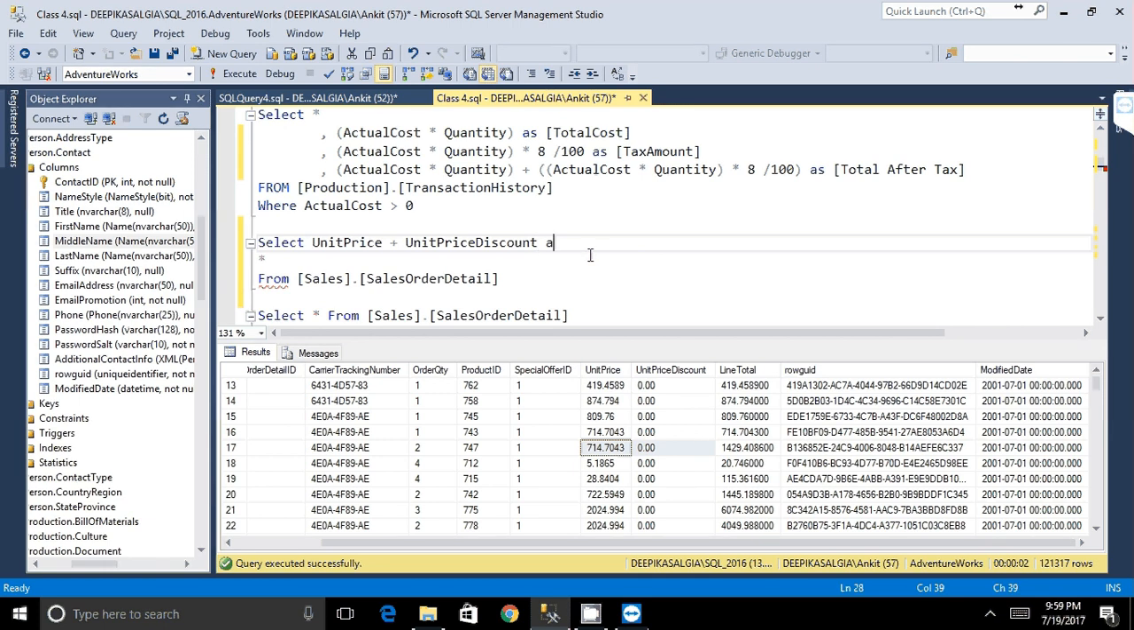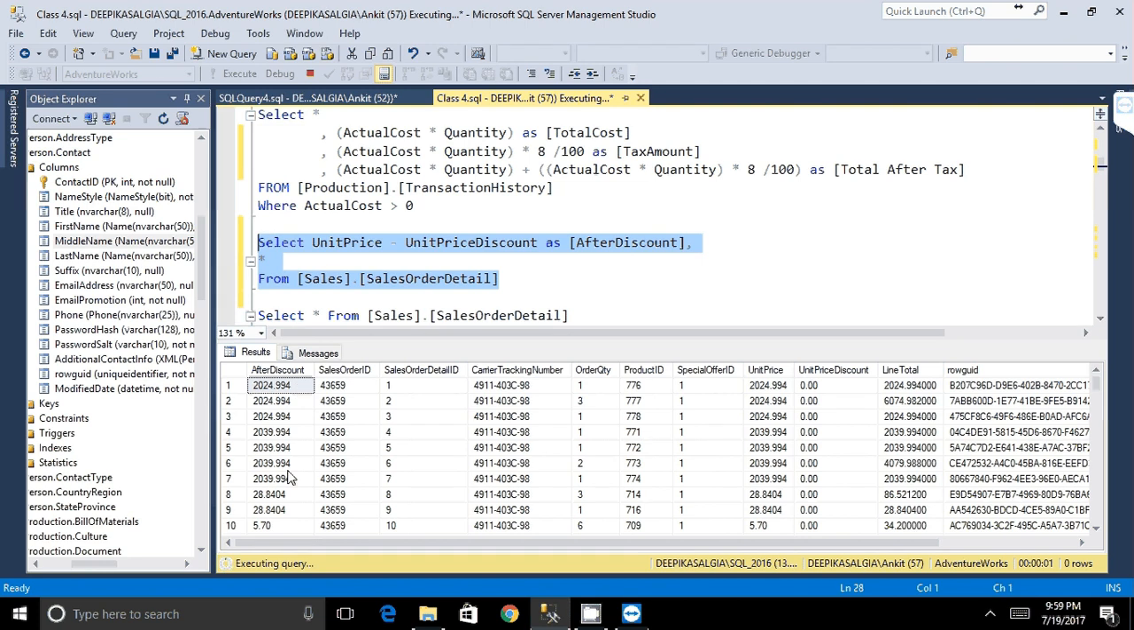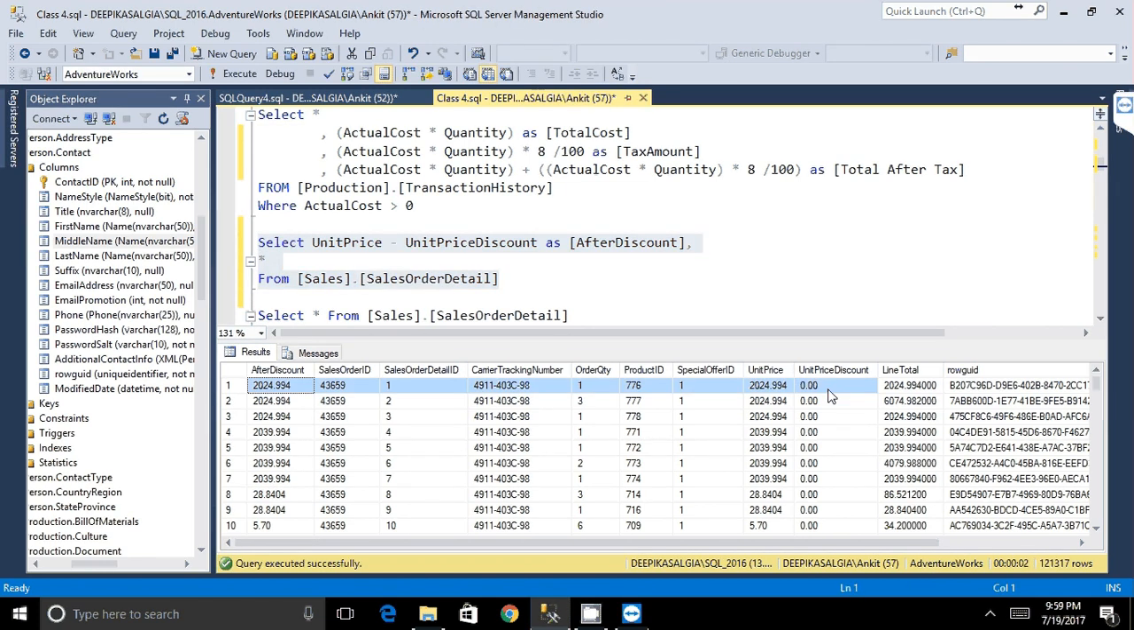Let's change it. Let's say, after discount price. You're going to need to subtract, not add, right? You need to subtract those two columns, unit price minus unit price discount. If you do this, you're going to get the unit after discount price, whatever is the discounted price for each of them.